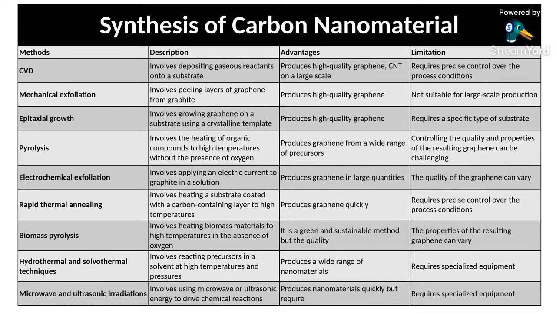Then epitaxial growth involves growing graphene on a substrate using a template. A template is a mesh-like structure, if we can imagine. The product is high-quality graphene, but it requires a specific type of substrate. Then pyrolysis involves heating organic compounds to high temperature without the presence of oxygen. The advantage of this process is producing graphene from a wide range of precursors. Different precursors can be used to produce this type of graphene. Controlling the quality and properties of the resulting graphene can be challenging in the pyrolysis process.